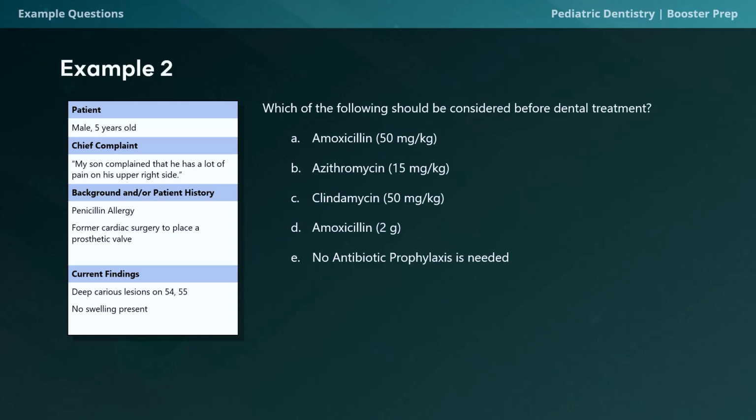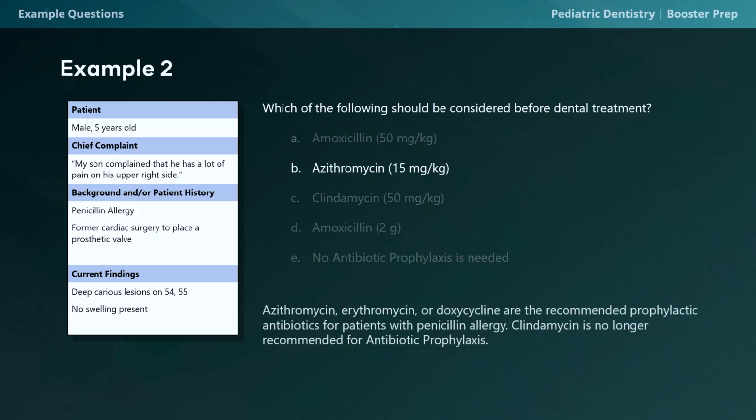The correct answer here is option B. Azithromycin, erythromycin, or doxycycline are the recommended antibiotics for antibiotic prophylaxis if a patient is allergic to penicillin, which this patient is. Clindamycin is no longer recommended due to its high risk of developing a C. difficile infection.